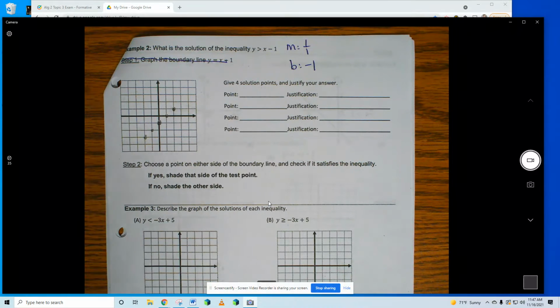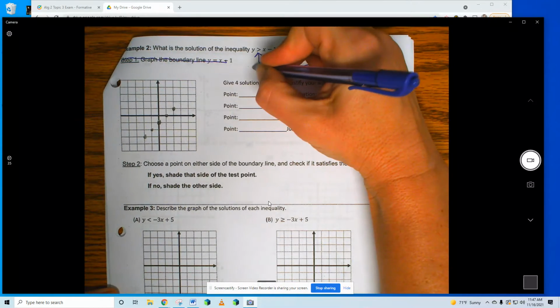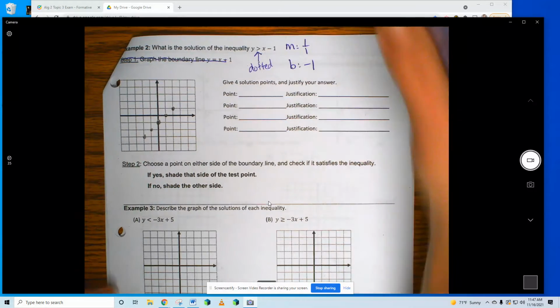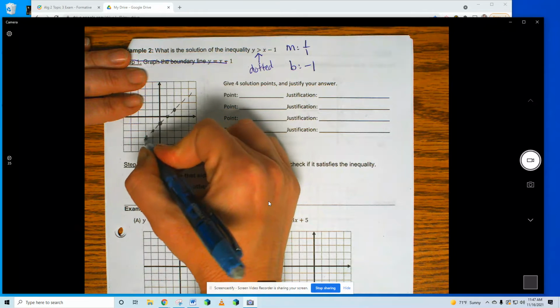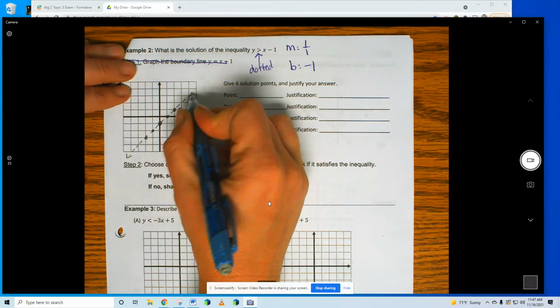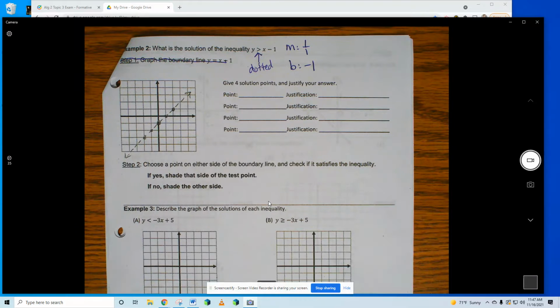All right. Is this going to be a solid or dotted line? Dotted. Or you can say dashed, whatever you want. So it's a dashed line. You just make little spaces in between it. The points on the dashed line are not solutions. Okay. Oh, you can hardly see it. I'm sorry.